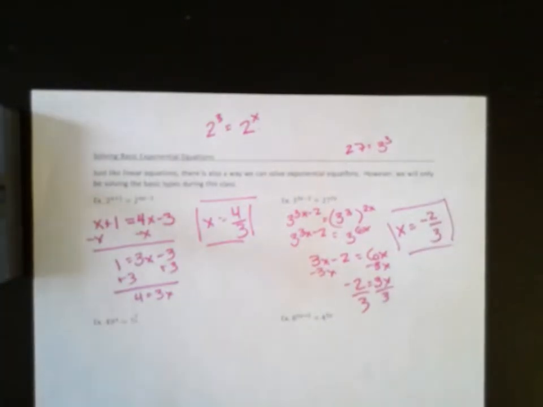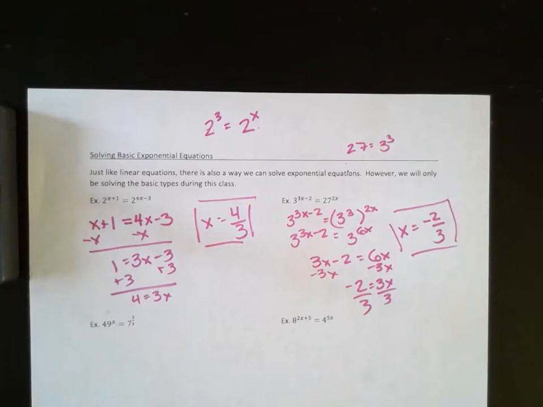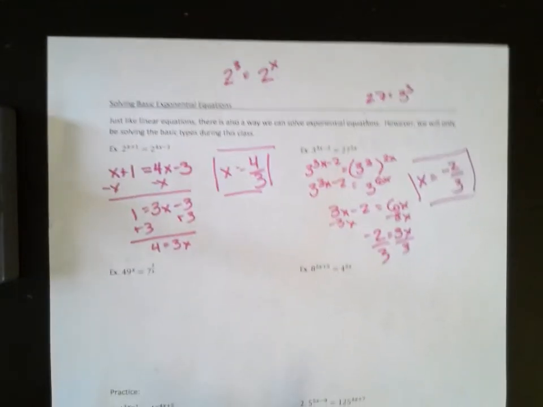Again, that's it, guys. That's basically the process. Get a common base. Once you have a common base, set the exponents equal, and you're done. Easy. Easy as 1, 2, 3. Do, re, mi. A, B, C.